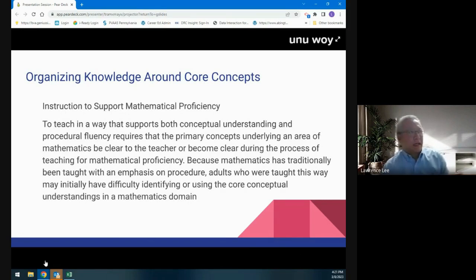Knowledge around core concepts. When you're teaching a lesson, it's important for you to understand what the core concepts of that lesson are, not necessarily to teach them. It's easy to look at a lesson and say, oh, I know the process, but we need to make sure that they have a conceptual understanding of the mathematics that they're supposed to learn from the activity.